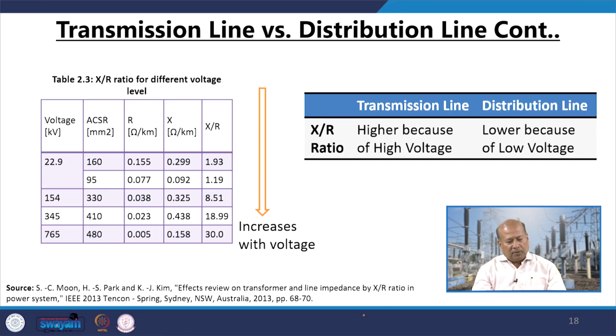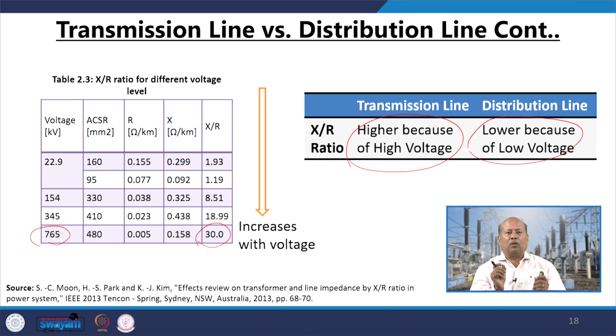Now, if you see, in case of transmission lines, the X by R ratio is very, very high. But in case of distribution systems, the X by R ratio is very, very low. So, what is the X by R ratio? We'll start with a bottom-to-top approach. When you move to 765 kV, the X by R ratio is close to 30.